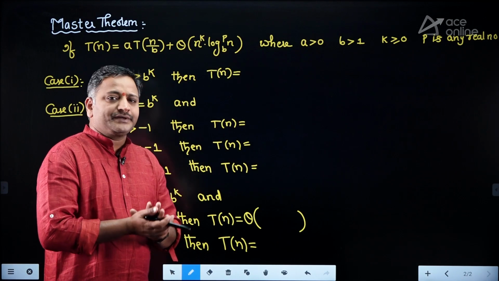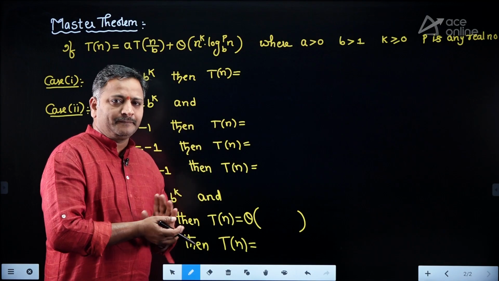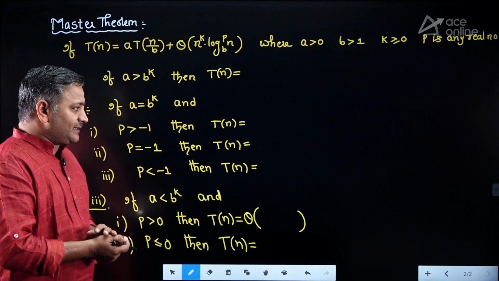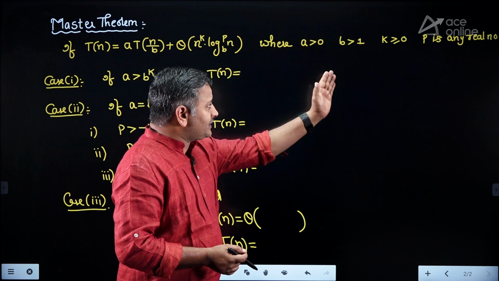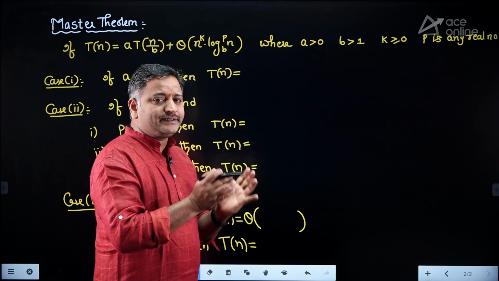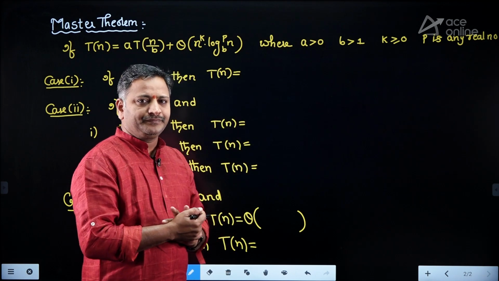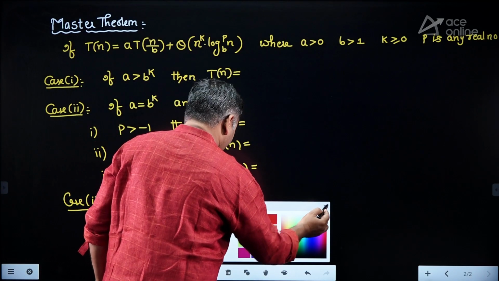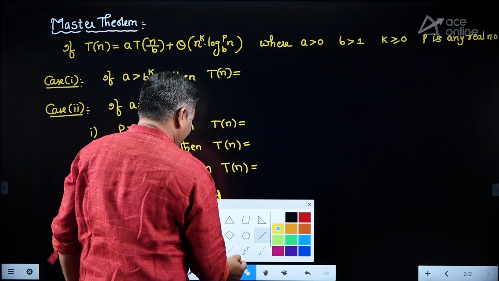Most of the recurrence equations fall under this category. In that case only we can apply the master theorem, friends. There are some situations where the recurrence equation does not fall under this category. For those recurrence equations we cannot apply the master theorem. Clear? So what are the different types of equations which do not fall under this category? See, just observe.